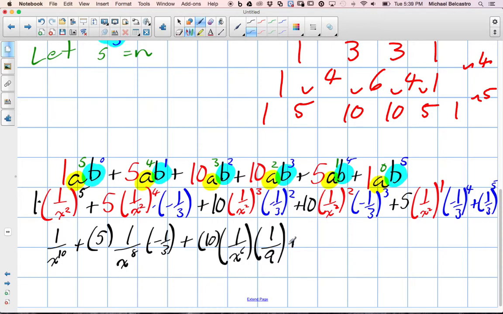The next one, we get 10 times, we know that's going to be over 1, and we know this is going to be x to the power of 4. Are you okay with that? Okay. This one here, to the third, well, that's a negative times a negative times a negative. So it's going to be negative 1 over, and then it's 3 to the power of 3. Negative 27? Yeah, very good. So it's negative 1 over 27. That's what that is going to be. Plus the 5 still stays the same.